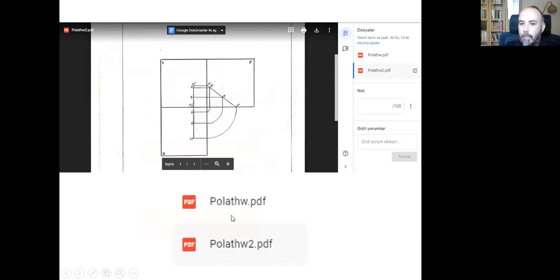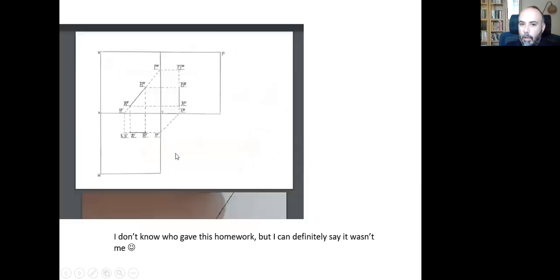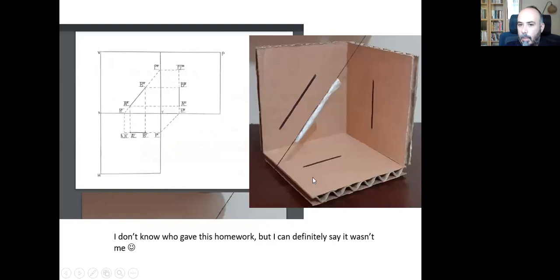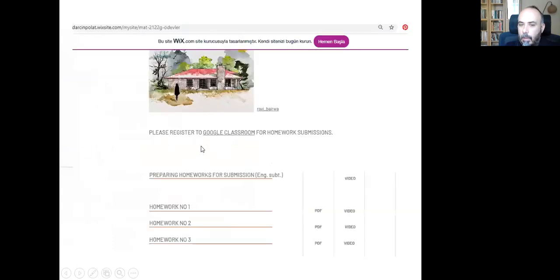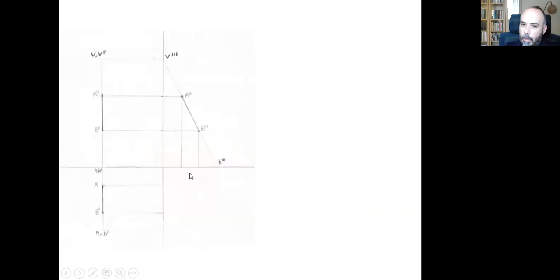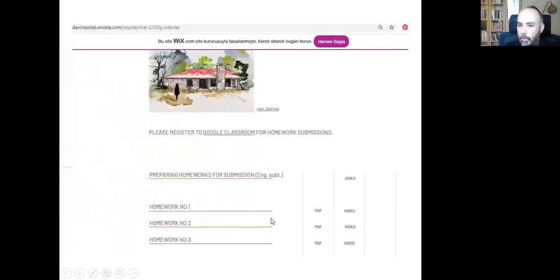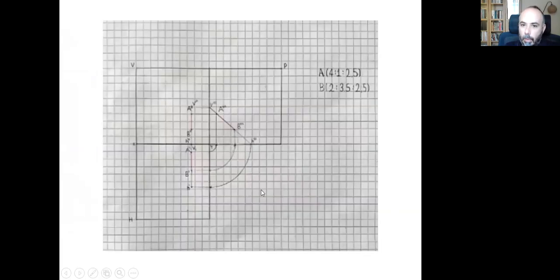Also, please be careful about naming your PDF files. I just ask you to submit one PDF file with your own name and your student number. Also, I get something like this. This is not the homework that I gave to you. Be careful about the positions of the points here. In order to do your homework in the right manner, first please read these explanations and watch this video so that you will be able to do it in a correct way.